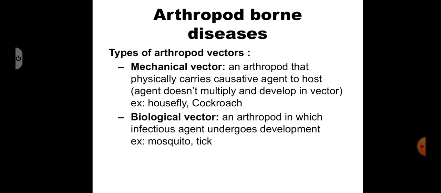Whereas with a biological vector, the causative agent of the zoonosis is within the body of the arthropod, and it can undergo some part of development within it. Example, the mosquito which causes malaria, where some part of the parasite's life cycle is within the mosquito. And ticks, etc. are biological vectors.